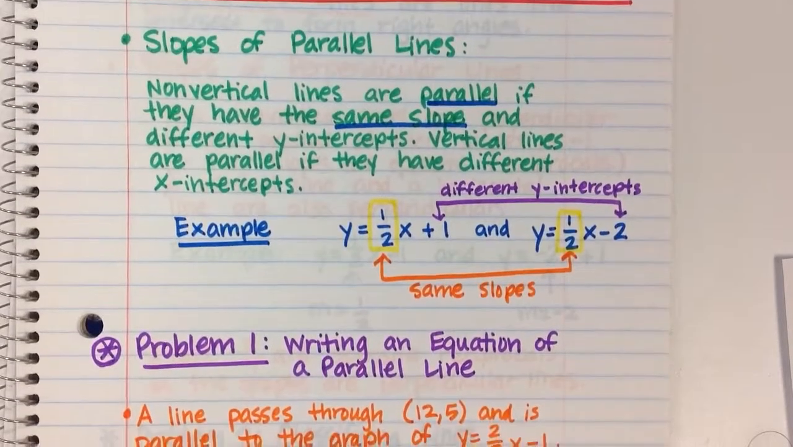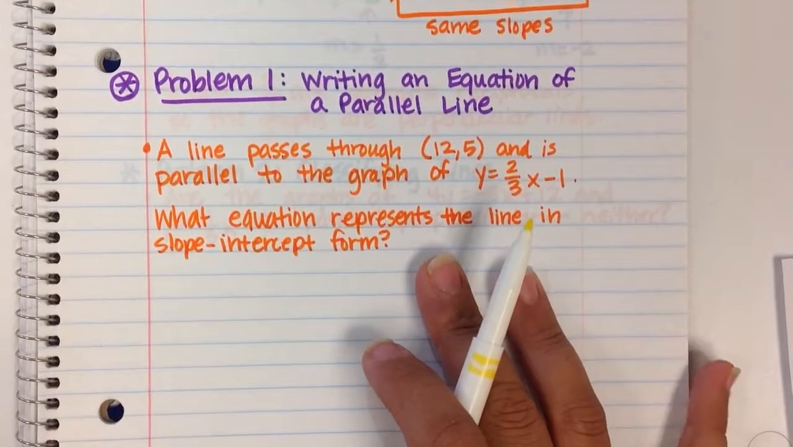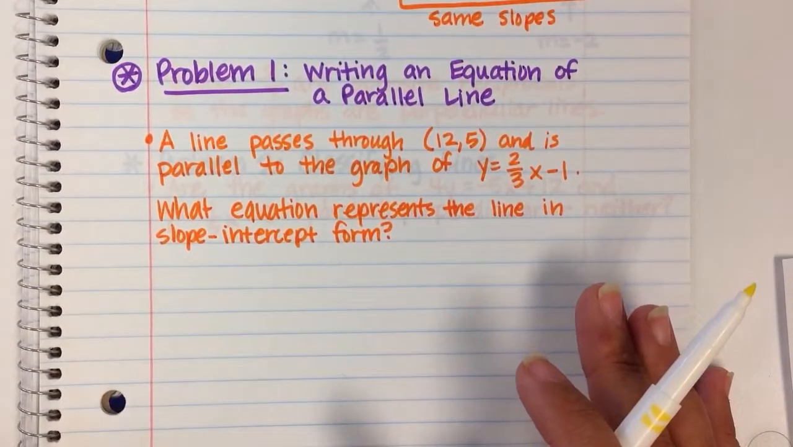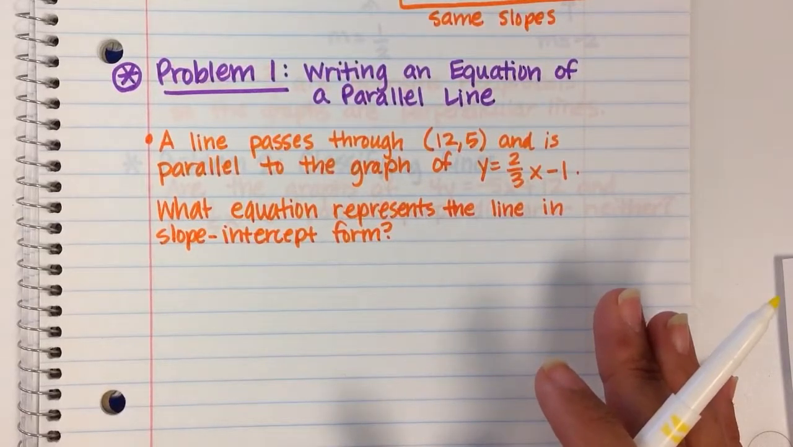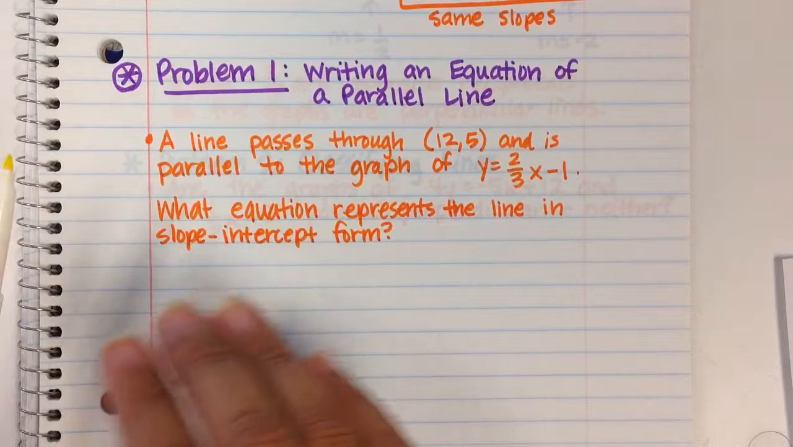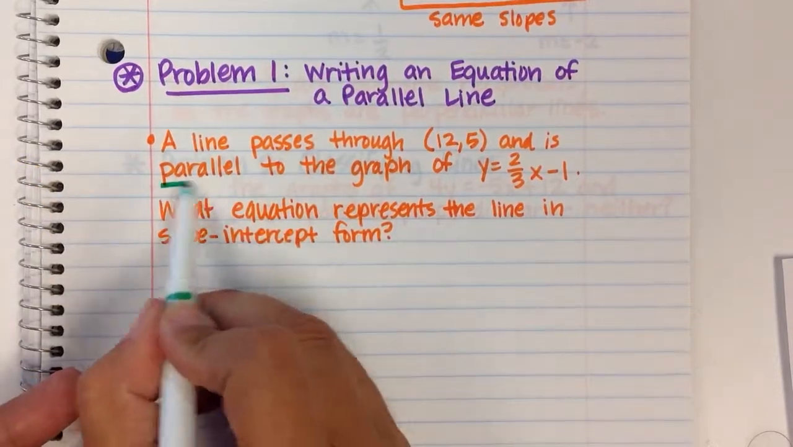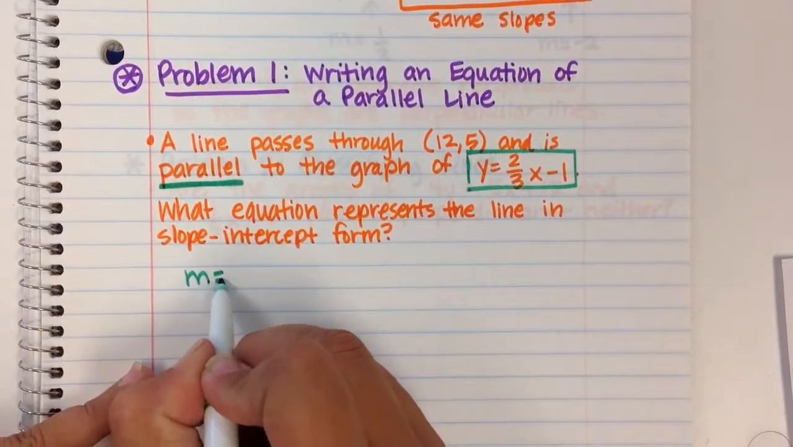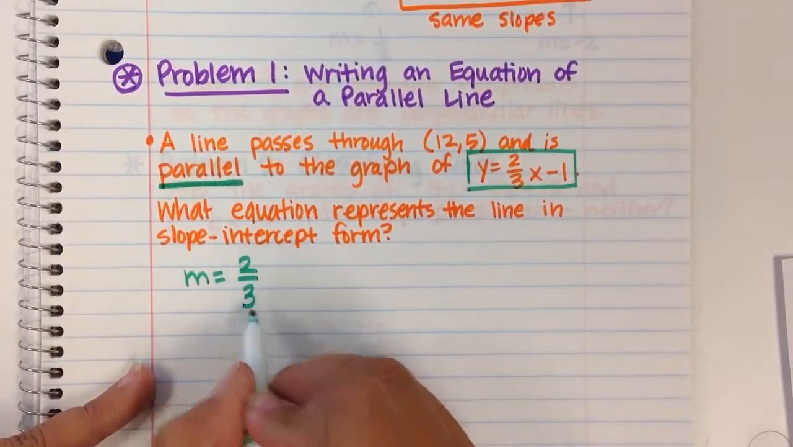Alright, writing an equation of a parallel line. A line passes through 12, 5 and is parallel to the graph of y is equal to 2/3 x minus 1. What equation represents the line in slope-intercept form? Alright, what that means is if it's going to be parallel, it's going to have the same slope as the given line. So my slope is going to have to be 2/3.